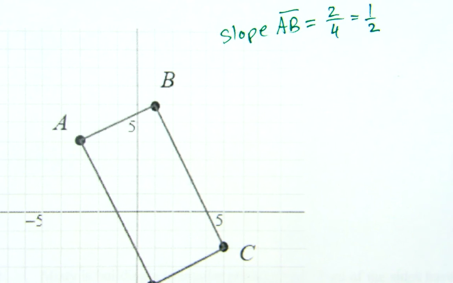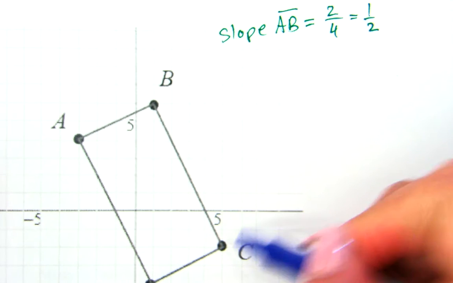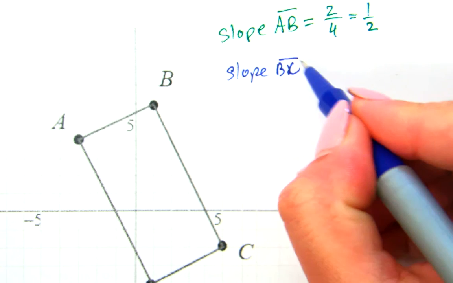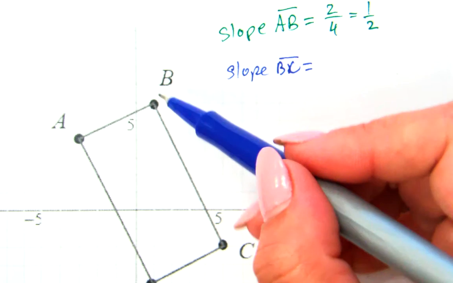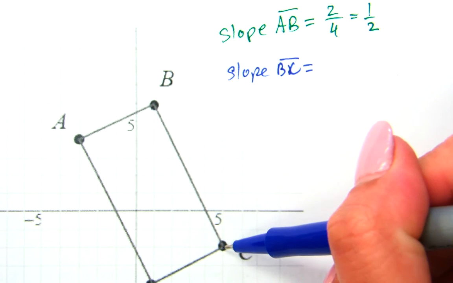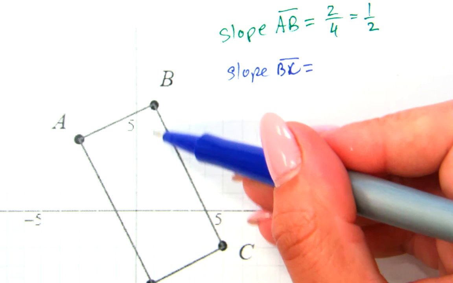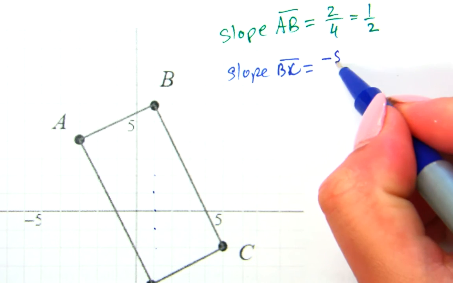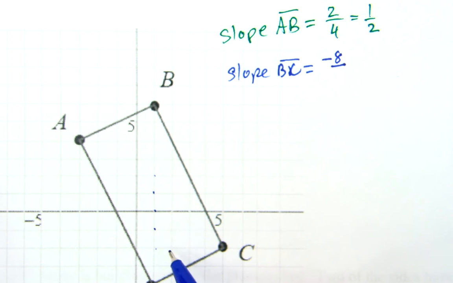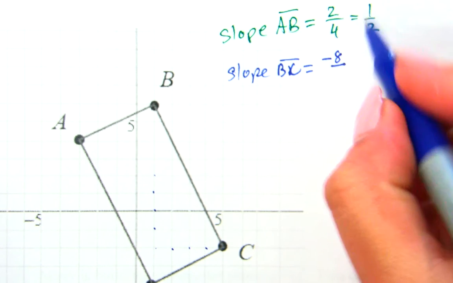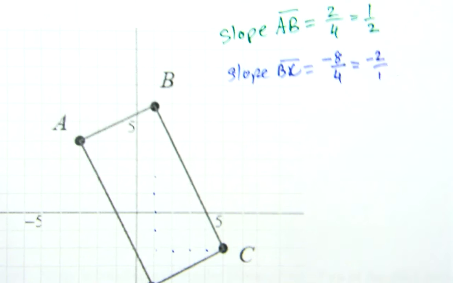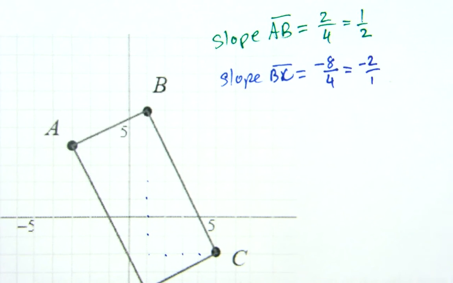And then the slope of BC is equal to, let's see, we went down, so 1, 2, 3, 4, 5, 6, 7, 8, negative 8 over 1, 2, 3, 4, negative 8 over 4, better known as negative 2 over 1. Okay, so now we can see these 2 slopes.